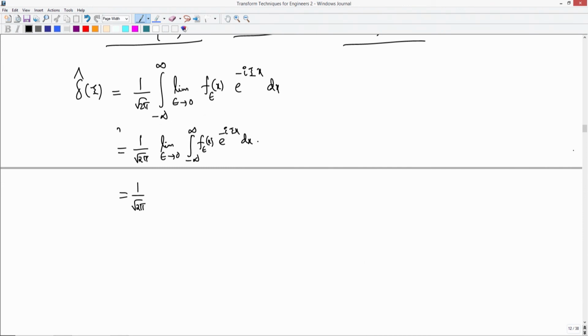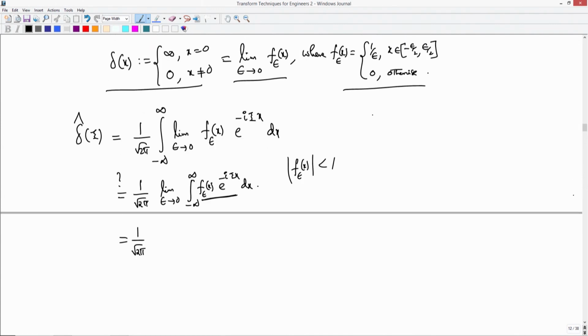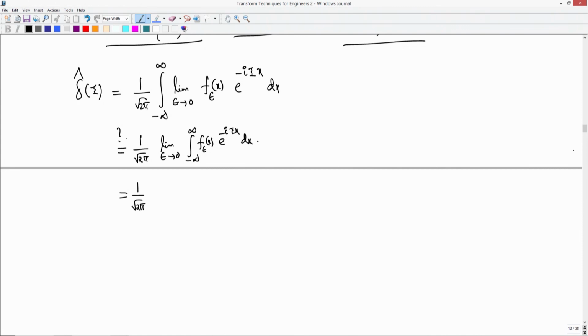So this is the question. In this case, you can allow this limit to go inside the integral provided the convergence is uniform. Here f epsilon of x is always bounded, because it is 1 by epsilon. We will see the justification later. So this is still a question, so assume that you can do this.